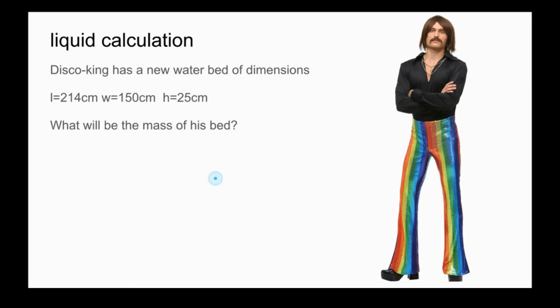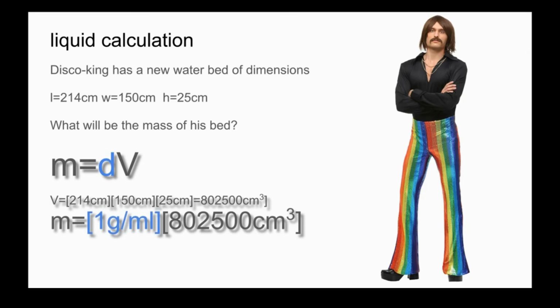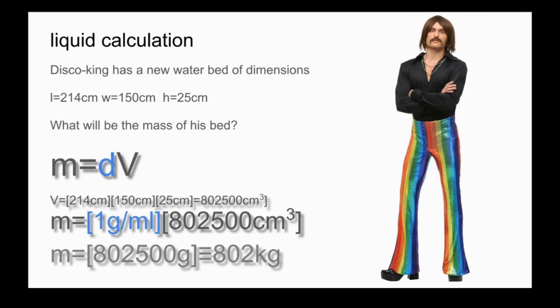Well, we're gonna get our formula. Mass is density times volume. I'm gonna multiply all these three numbers together, and I get 802,500 cubic centimeters of liquid motion in that bed. So my bed is gonna mass 1 gram per milliliter for water times 802,500 cubic centimeters. Excuse my mixing up of those units, but a milliliter and a cubic centimeter is the same. And this comes out to my bed will weigh 802 kilograms. Heavy.